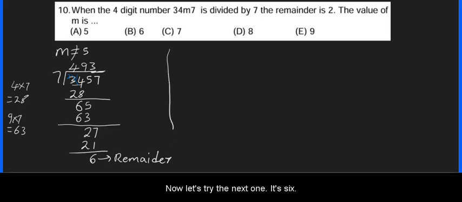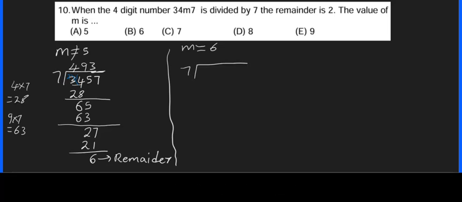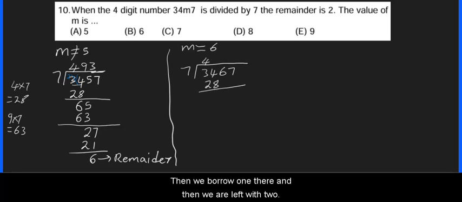Now let's try the next one. Let's say M is 6 and see what we get. We're going to apply the same method. 3, 4, 6, 7. There are going to be the same values for this one. So how many times does 7 go into 34? It goes 4 times. 4 times 7 is 28. Then we borrow 1 there.